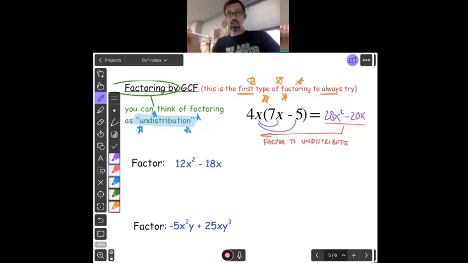So if I asked you what multiplies to be this, we would need to undistribute. We would need to figure out what was distributed to make this, right? What do these have in common? 28 and 20 both have a 4 in them, right? And x squared and x, this one only has 1x. Both have 1x in them. So I would take that 4x out.